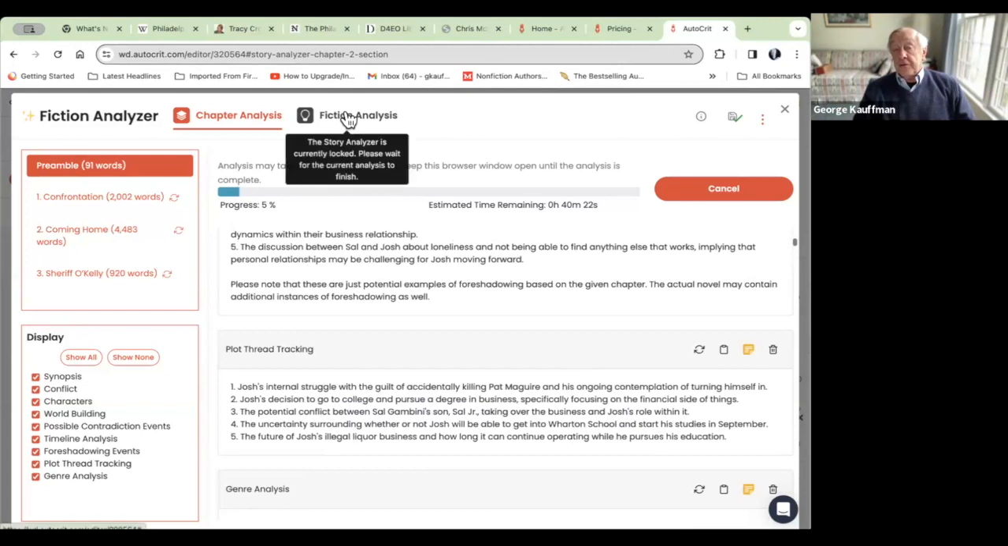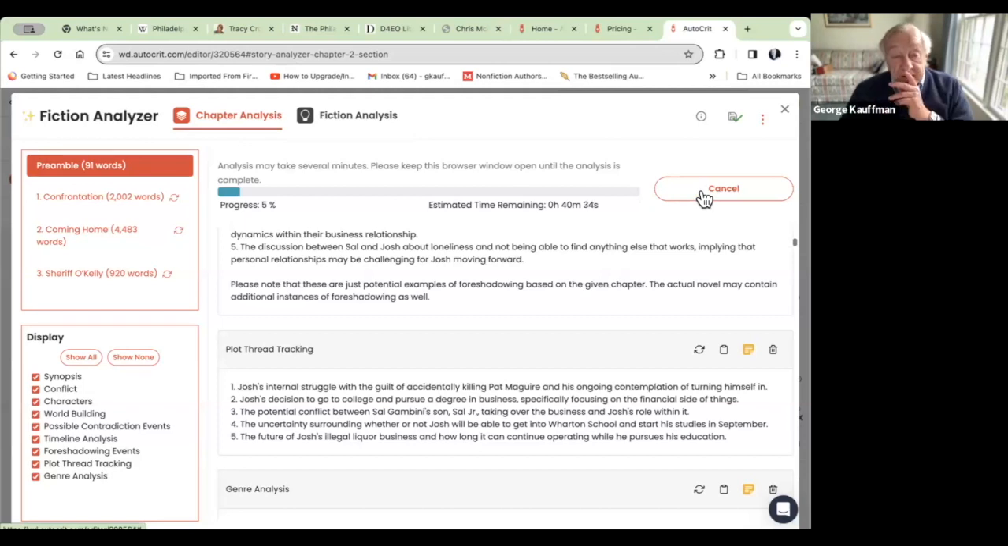So if I choose fiction analysis, I can't do that because it's hung up trying to analyze this thing again for me. But it gave me a wonderful write-up that I shared with Judith. I was like, man, I wish I could write a write-up like this. I'm not going to waste your time and bring it up, but I just wanted to tell you it was impressive.